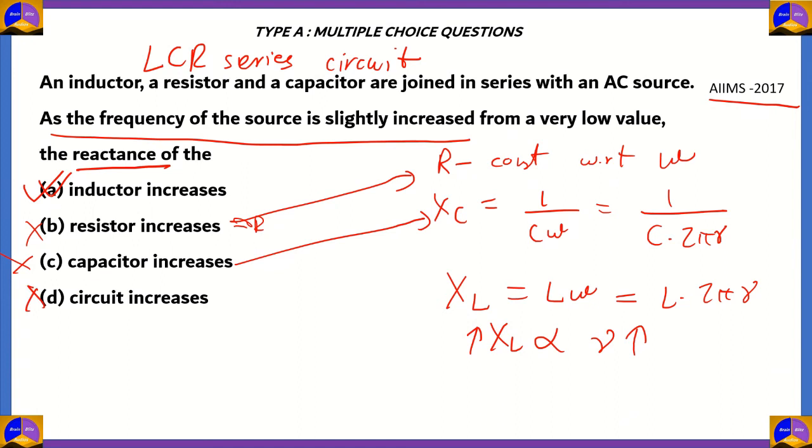The right answer is option A. Inductor increases. The reactance of the inductor increases because XL is equal to L omega, which is equal to L into 2 pi nu. So XL is directly proportional to the frequency of the source.